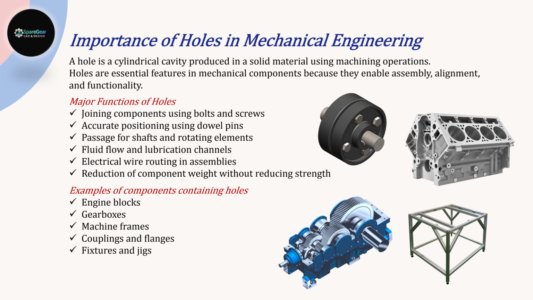Before studying different hole types, let us first understand why holes are important in mechanical engineering. A hole is a cavity created inside a solid material using machining operations. Holes are mainly used for assembling components using bolts, screws, and pins. They are also used for alignment of machine parts and for providing passages for shafts, lubrication, and fluid flow.